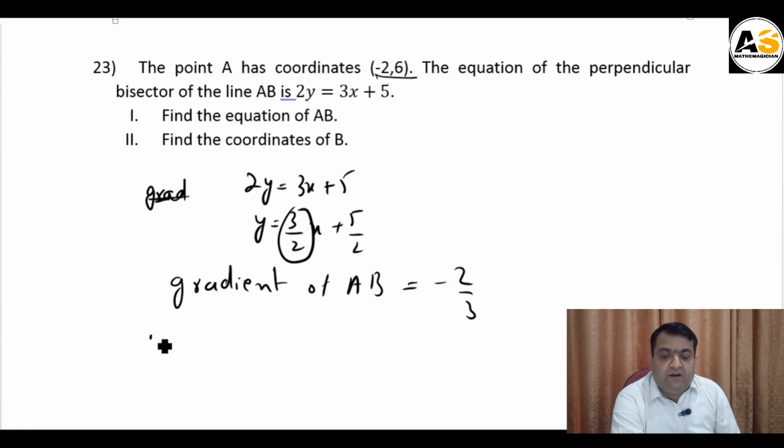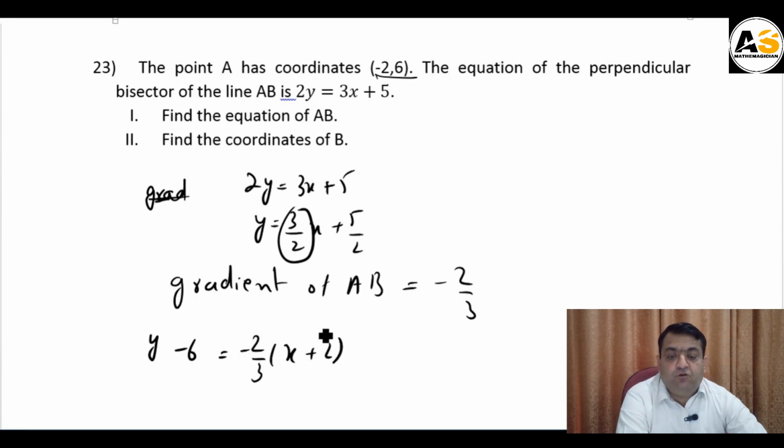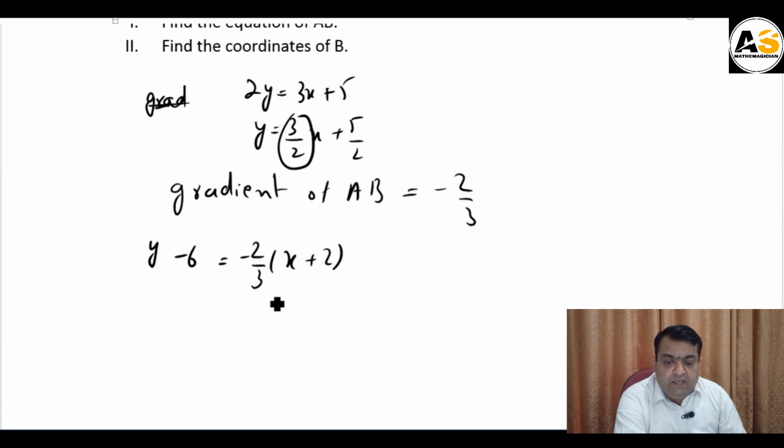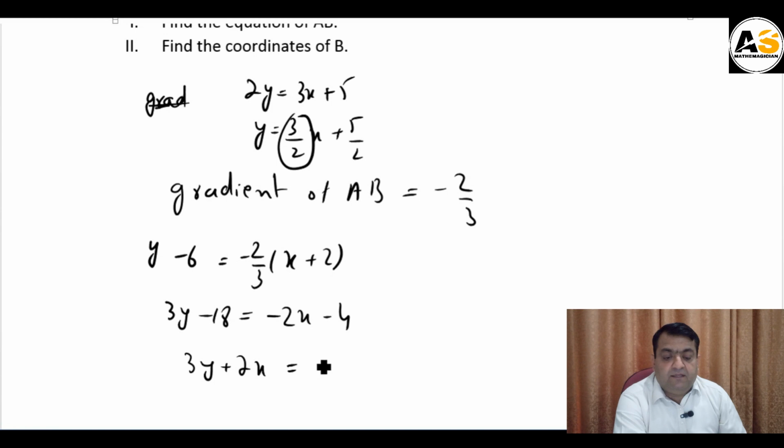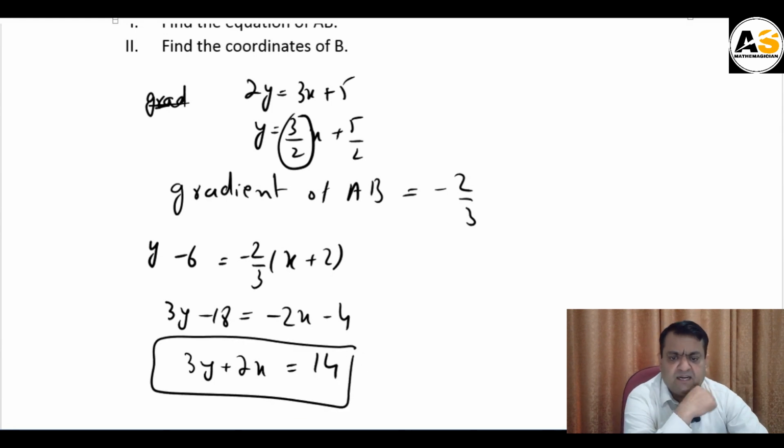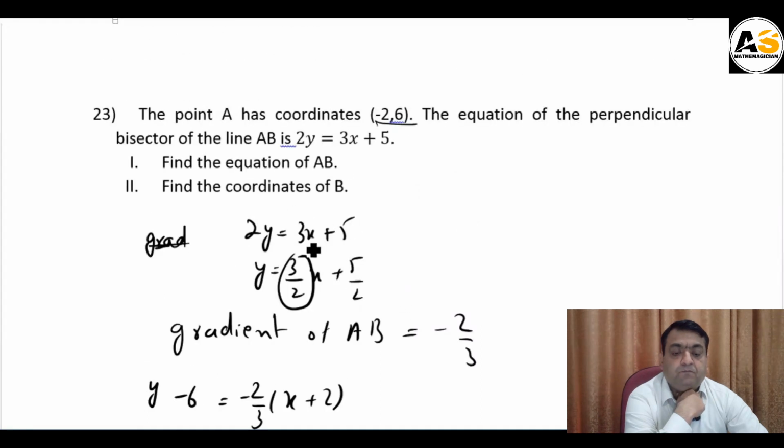The equation of AB will be calculated by the point-gradient form: y minus y1 is equal to m into x minus x1. We just need to simplify it now. 3y minus 18 is equal to minus 2x minus 4. 3y plus 2x is equal to 14. This is the equation of AB, which is the answer to our part 1.